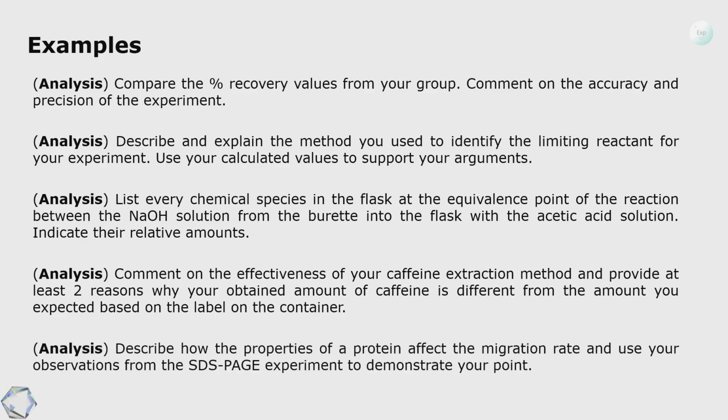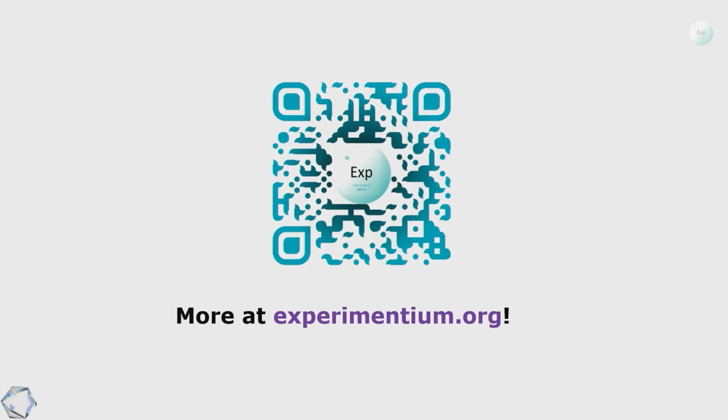And for biochemistry, this may be suitable. Describe how the properties of a protein affect the migration rate and use your observations from the SDS page experiment to demonstrate your point. For more examples of quantitative literacy questions integrated in chemistry experiment prompts, visit experimentium.org.